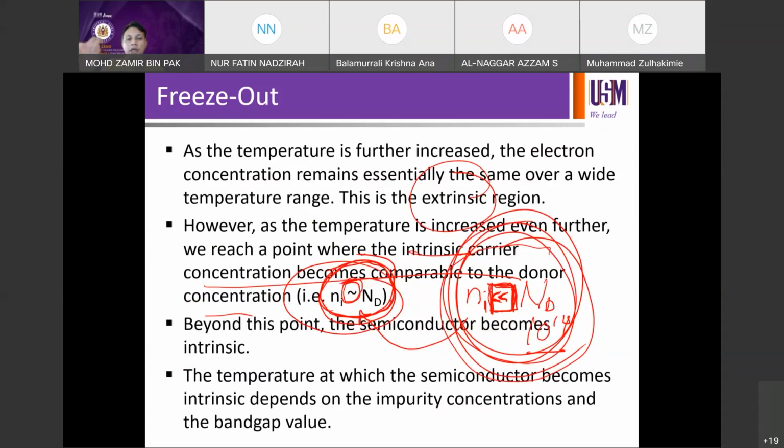The doping is like cancelled out, because Ni is just too much thermal excitation at a very high temperature. Beyond this point, the semiconductor becomes intrinsic. The temperature at which the semiconductor becomes intrinsic depends on impurity concentration and the band gap value. It depends on these two things: band gap value and impurity concentration.